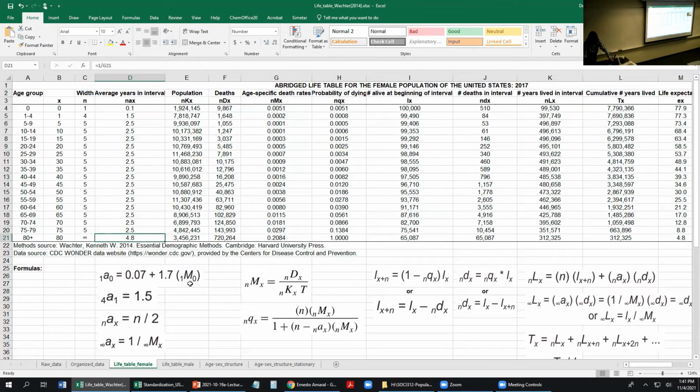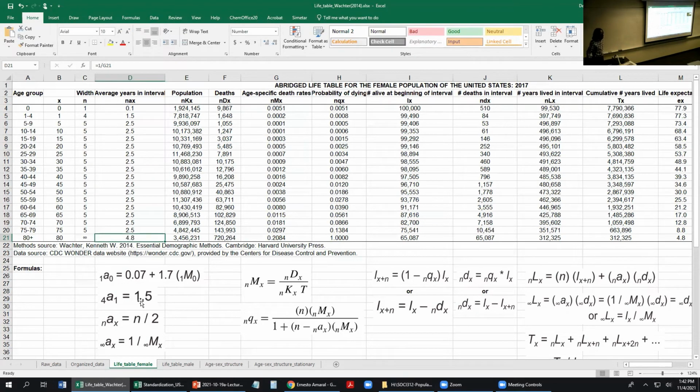What about the last one? For the last one, the average number of years that people will live once they reach 80, in this case, will be 8.4. How do you calculate that? You get 1 divided by the last mortality rate, 1 divided by 0.2084 in this case. And that will force everybody to die at the end of that age group, right?